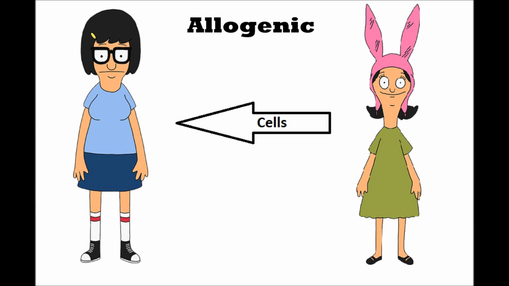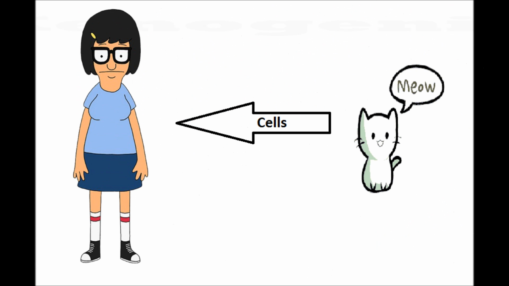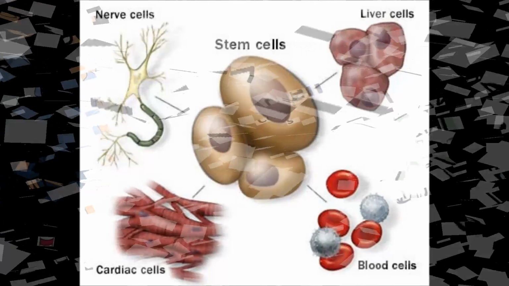Allogenic transplantation is when cells are taken from another individual and transplanted into the patient. Xenogenic transplantation is when cells are taken from an organism of a different species altogether and transplanted into the patient. The cells used for tissue engineering can be one of two types.